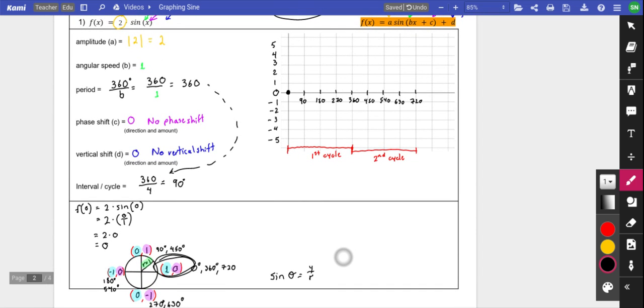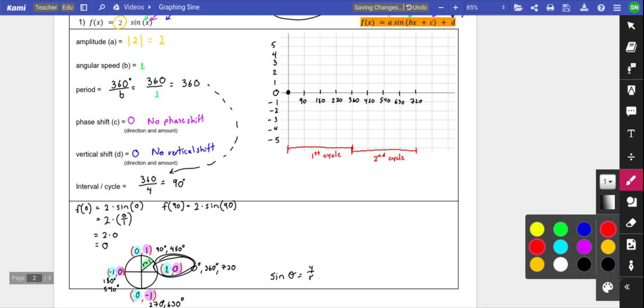For the second one, we are going to have to plug in 90. So f of 90 equals 2 times sine of 90. At 90 degrees, now we are looking at right here, so we use the top point. We get 2 times sine of 90. We substitute y is 1, the radius is 1, so 1 over 1. That means 2 times 1, which is equal to 2. So 90, 2.